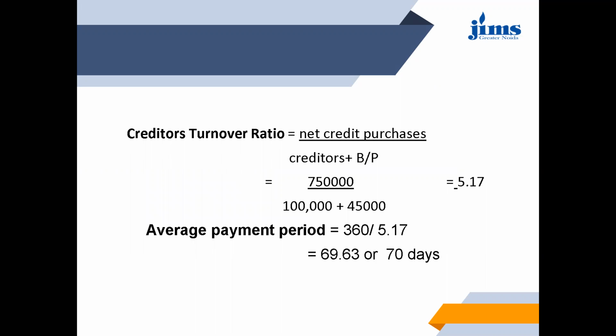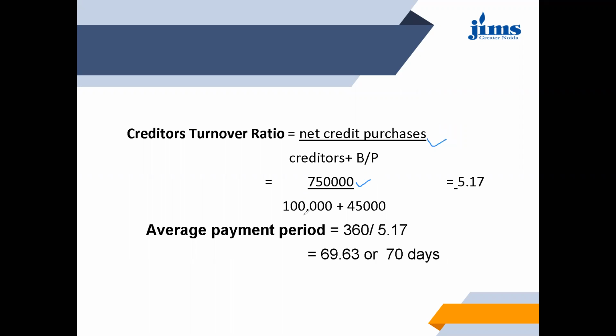Next is creditors turnover ratio. So creditors have the relationship with the purchases. So net credit purchase divided by creditors plus bills payable. So purchases is given as 7,50,000. We are not given whether it is a credit purchase or cash purchase. So we'll take purchase as a credit purchase divided by creditors and bills payable.